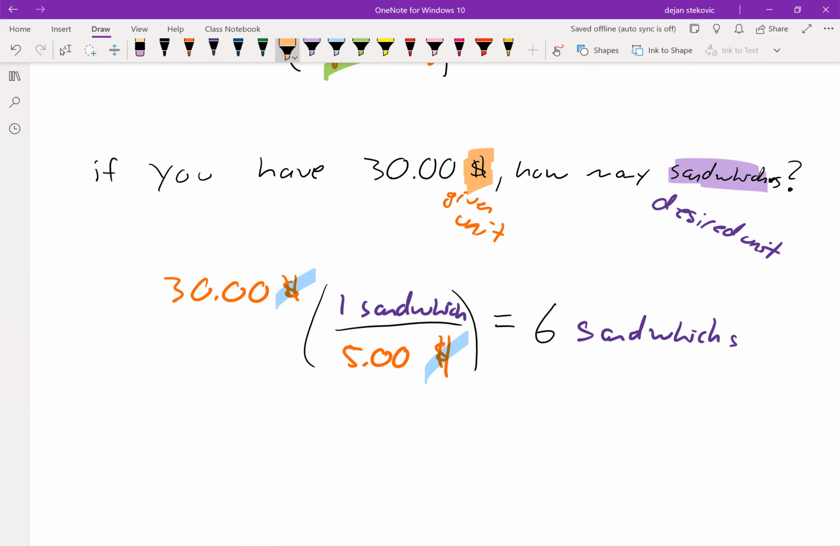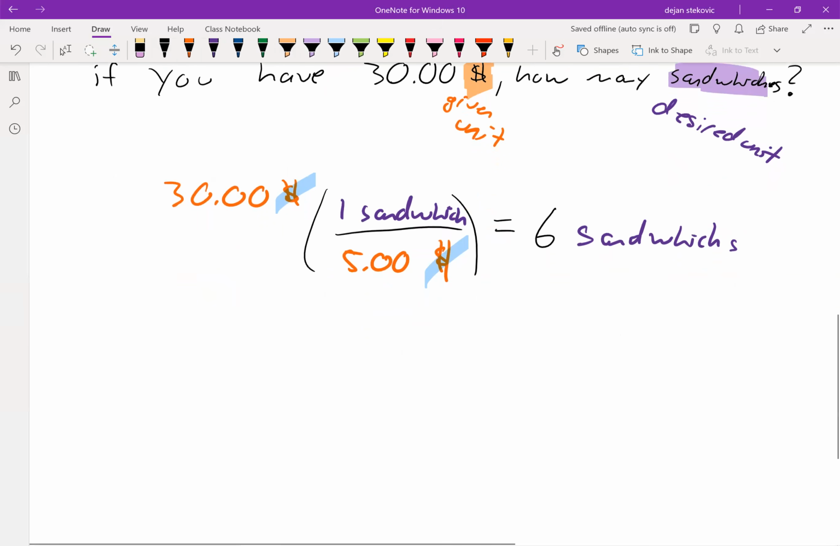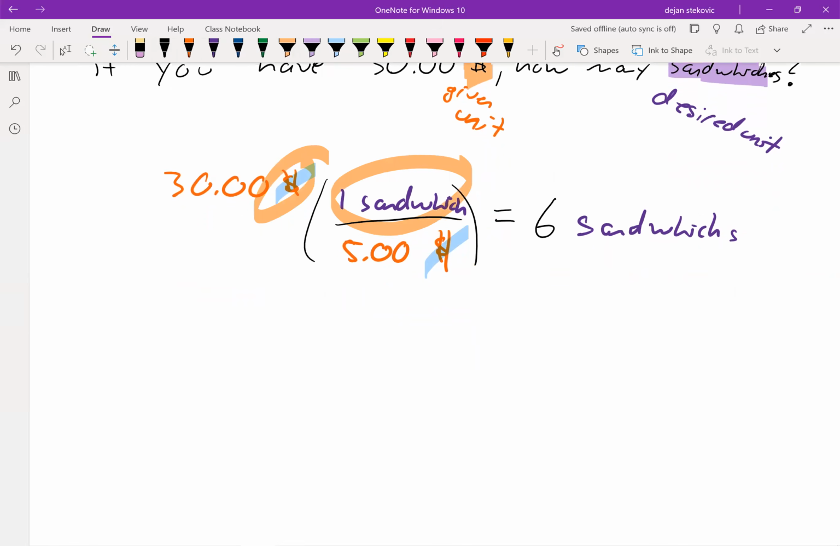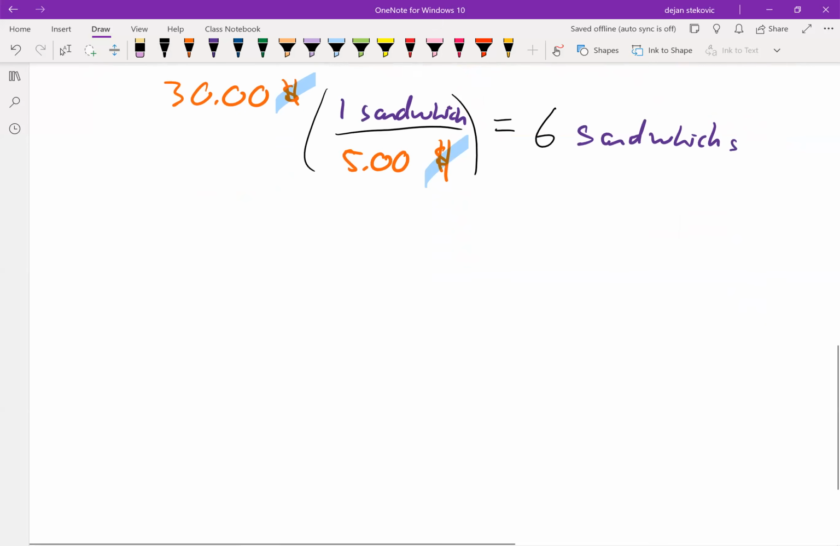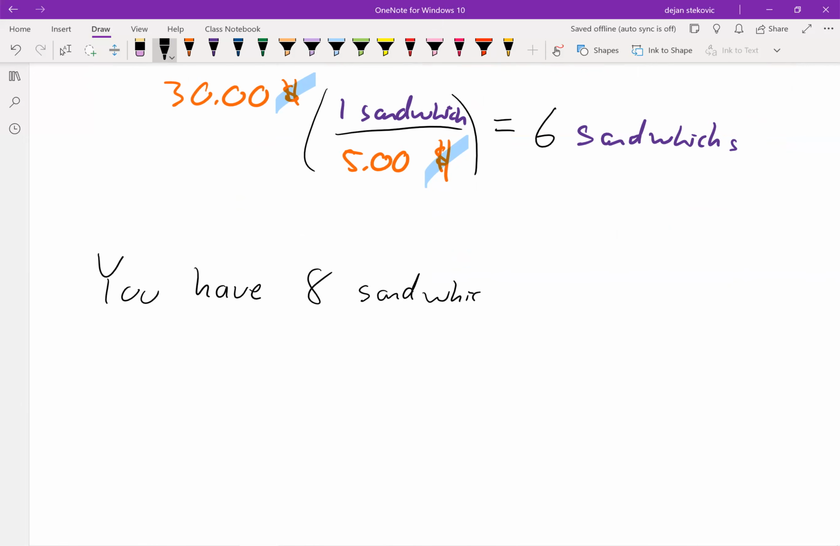You really don't have to think about it too much. You just think about your desired unit. If it's in the numerator, go ahead, put it in the denominator, and then put what you want over there. Or your given unit in the numerator, given unit in the denominator, desired in the numerator. And of course, you can do it the other way too. You have 8 sandwiches. How much money can you sell them for?